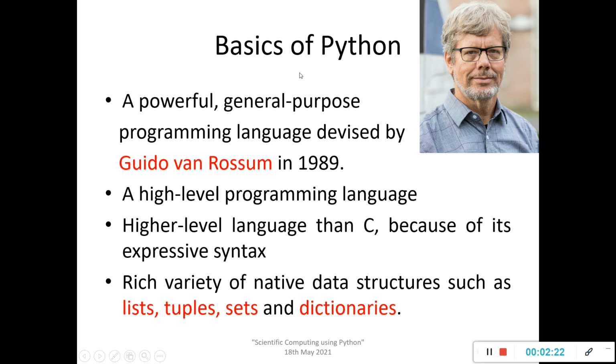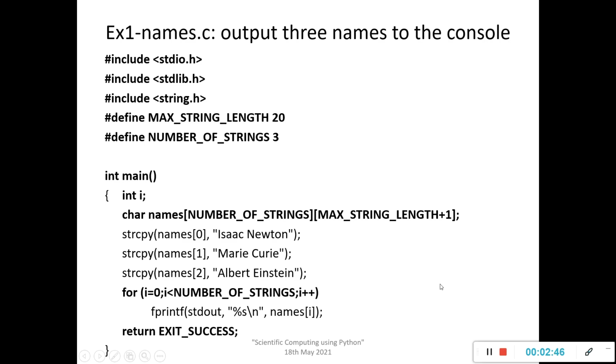It is a very powerful general purpose programming language devised by Guido van Rossum in 1989. It is basically a higher level language, much more expressive than C because of its syntax. It has a very rich variety of original data structures such as lists, tuples, sets, and dictionaries, which make this language stand out and perform better.